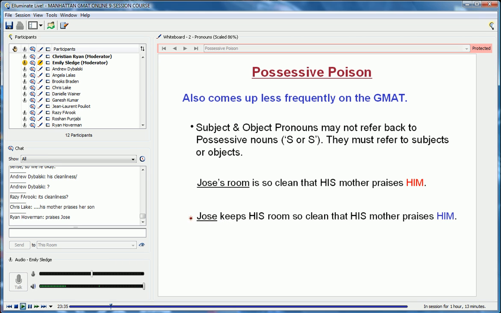If you're free to fix the beginning of the sentence, you could change it so that Jose is the noun and no longer a possessive. With Jose as a noun, we can actually still use the possessive pronoun to refer to him, and we can also use the object pronoun. So that's a good way to go too.